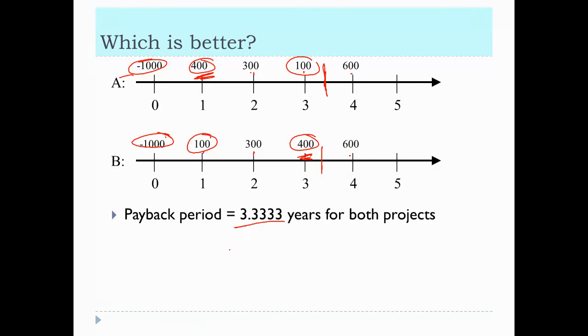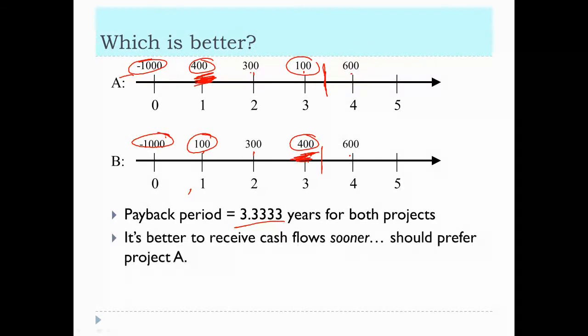Both of them have the same payback period. Neither one is better than the other, even though just based on intuition, we know that according to the time value of money, we like to get our money back sooner rather than later. So it's kind of important that Project A gets that big cash flow in year 1 rather than year 3. It's definitely better to receive cash flows sooner rather than later.